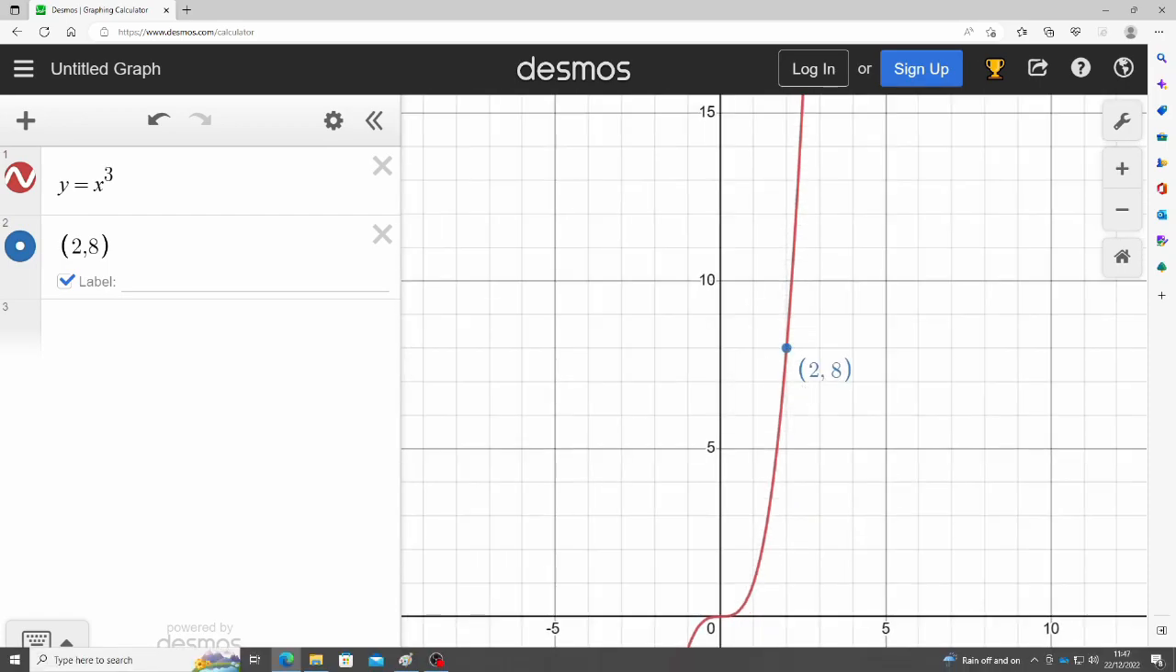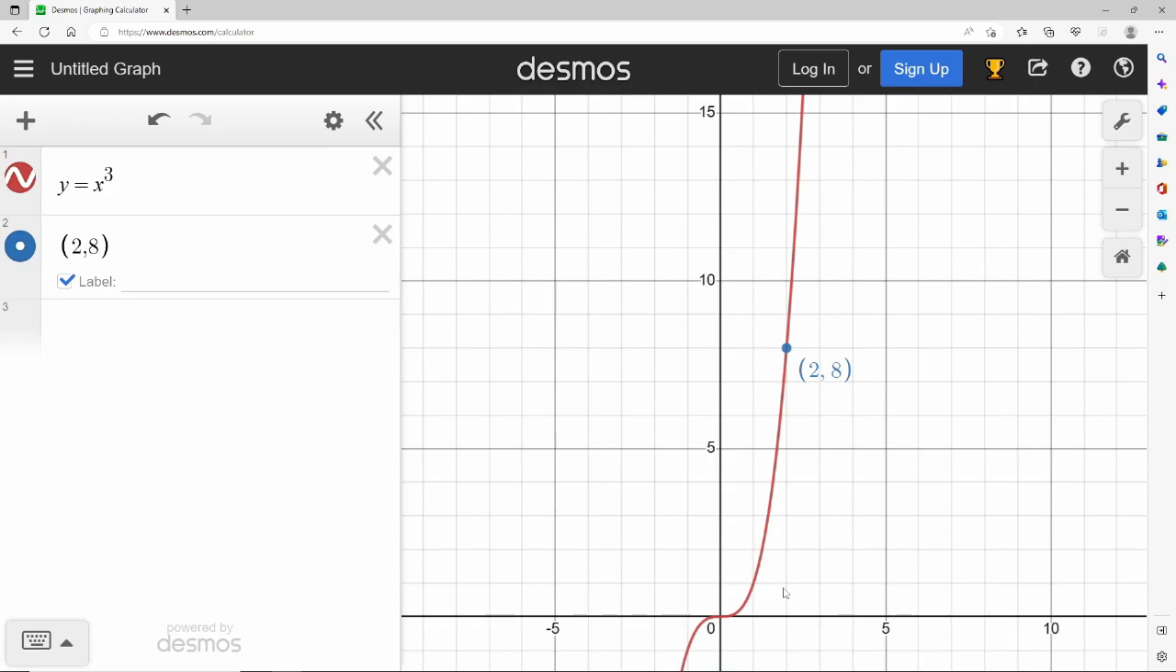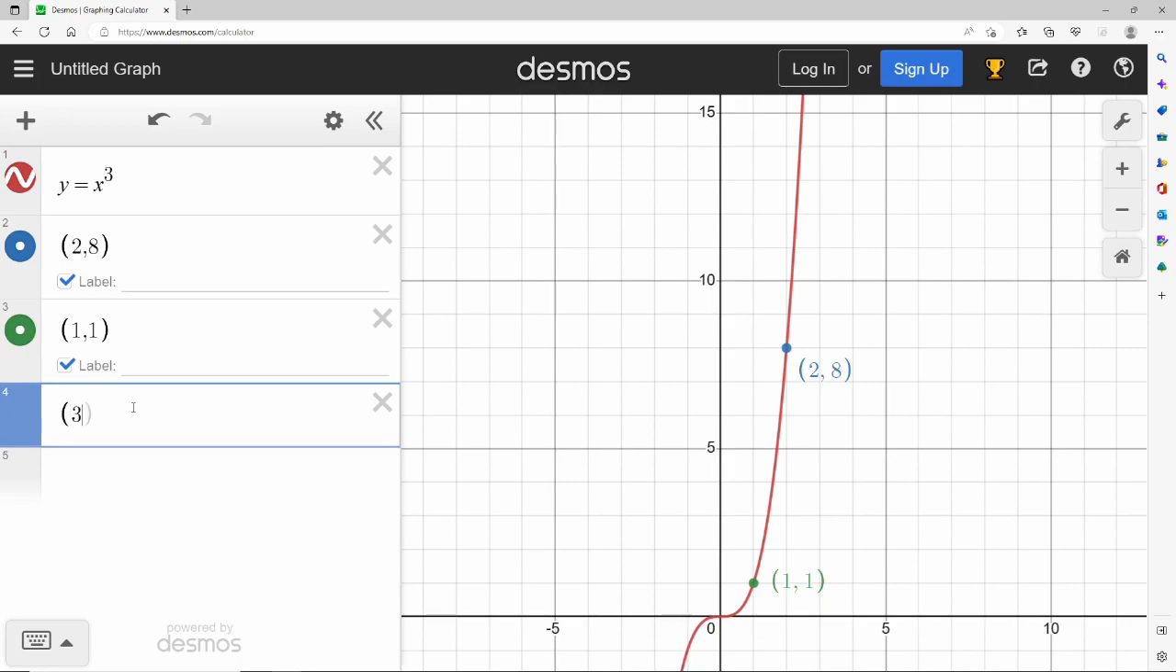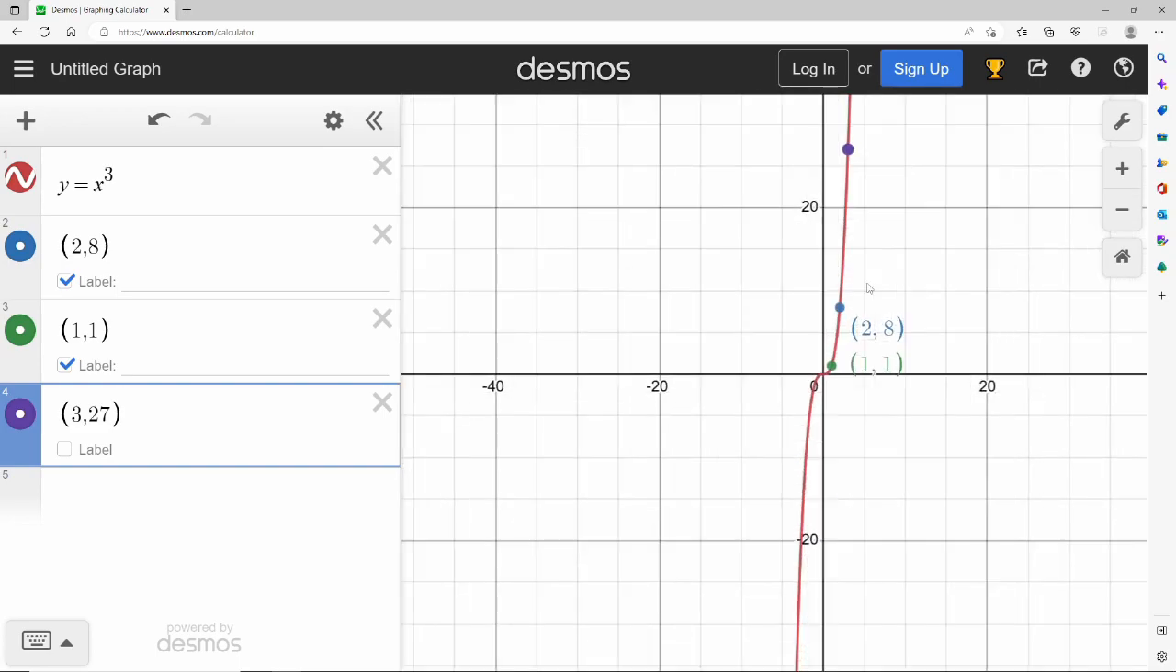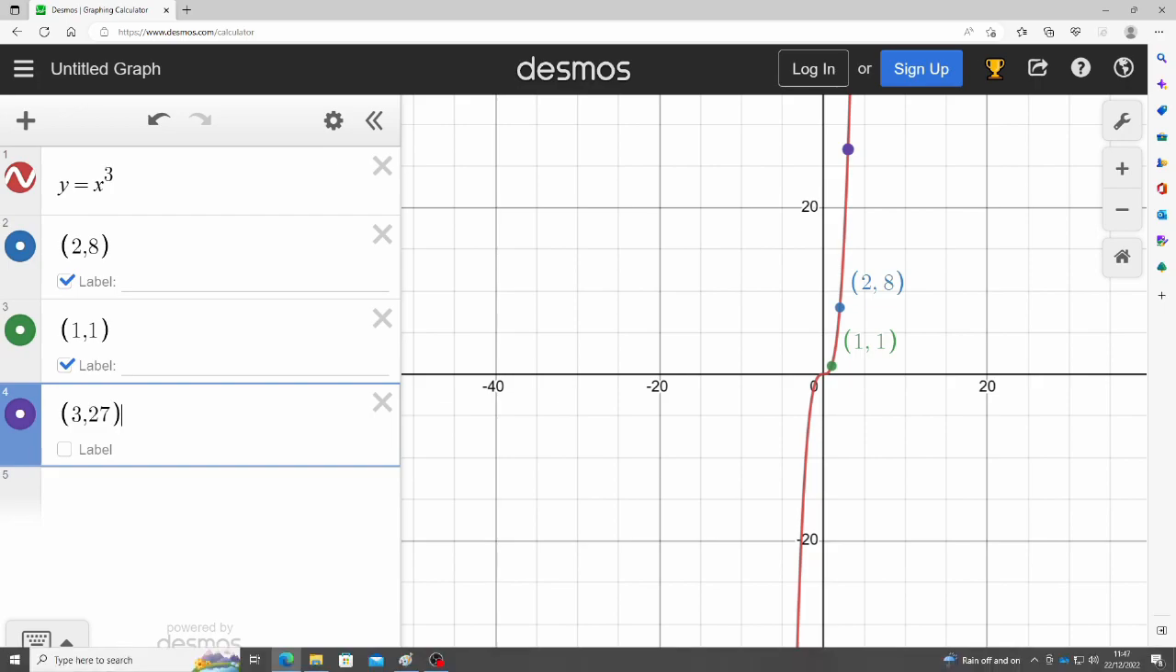Alright, let's try (1, 1) and (3, 27), which will be either side of (2, 8), and then we'll try and get the slope of that curve at those points. So let's just put these points down. (1, 1) and (3, 27). Oh boy. So we want to get a straight line through these points and find out the slope of that curve. Let's go ahead and do that.